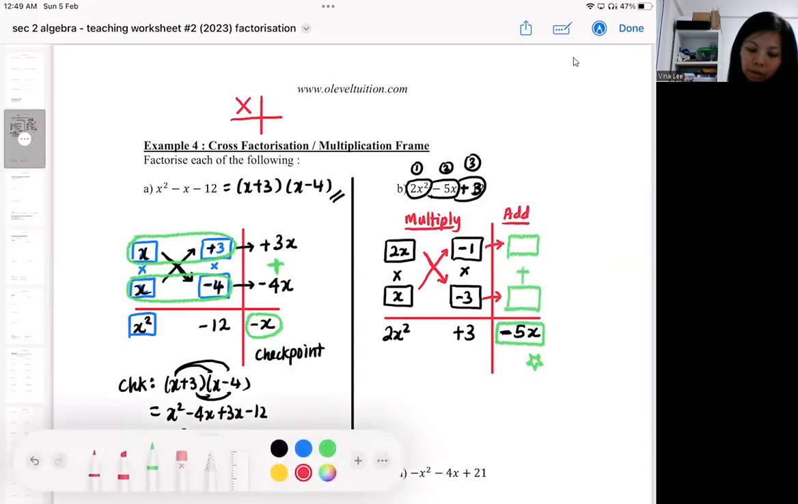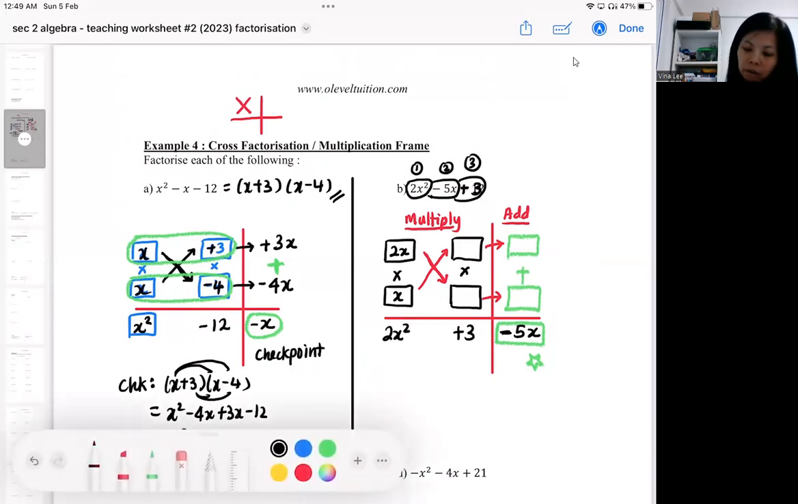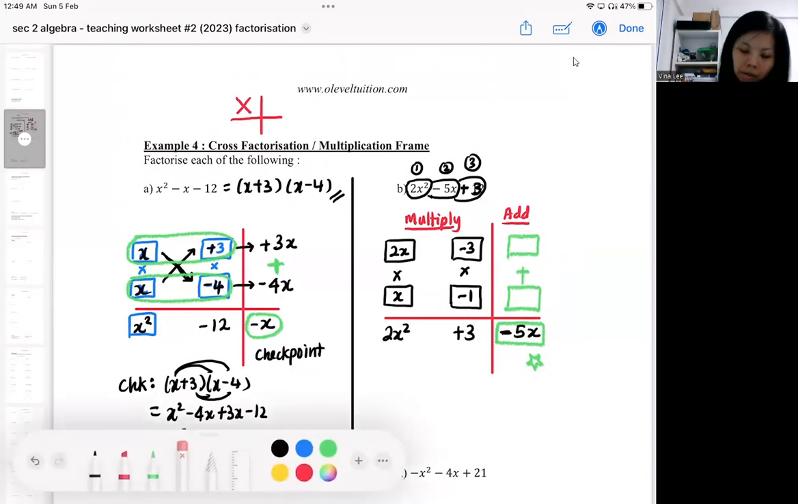So it means that your -1 is wrong, -3 is wrong. Maybe I can change it. Just now my -3 was at the bottom. Maybe I put -3 on top and I put -1 below. It is still -3 times -1, giving me a positive 3. But then I'm going to see whether my cross will work or not.